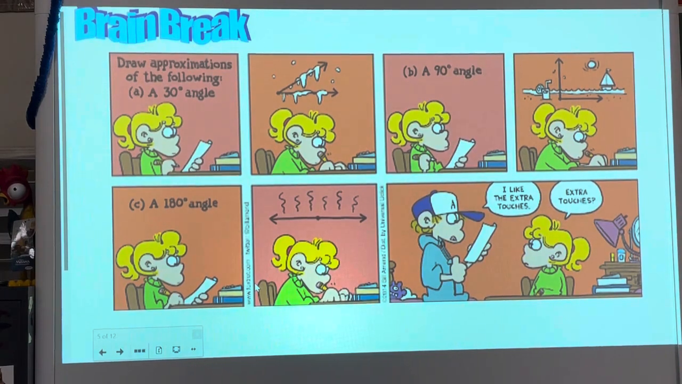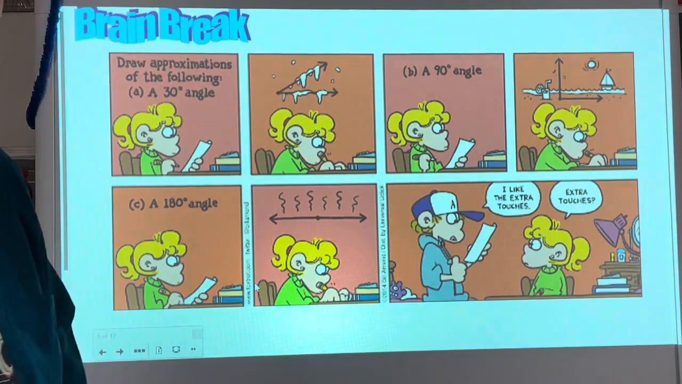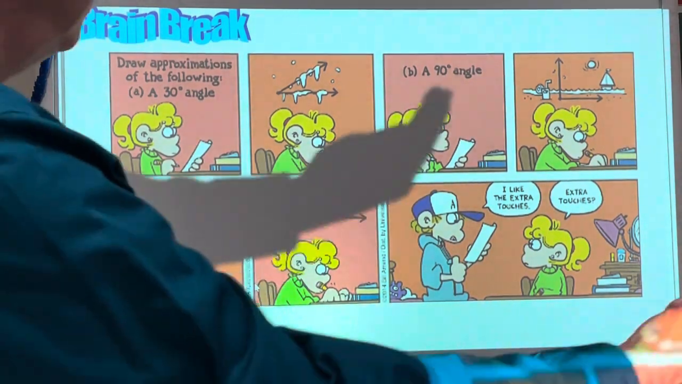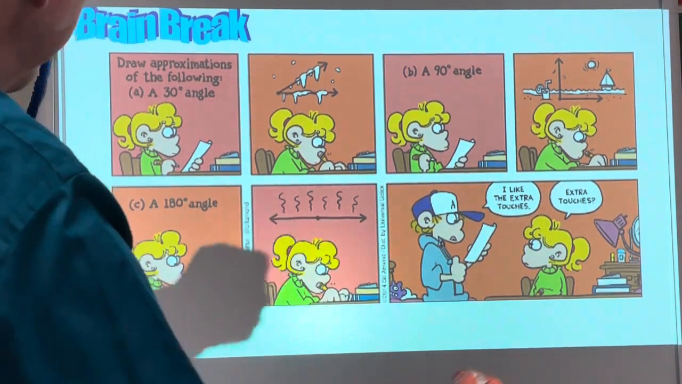Draw approximations of the following. A 30-degree angle. Ooh, 30 degrees is cold. 90-degree angle. Oh, look at that. She's got the beach, ocean. Looks beautiful. 180 degrees. Ooh, sizzling.